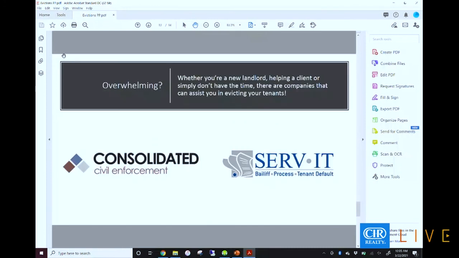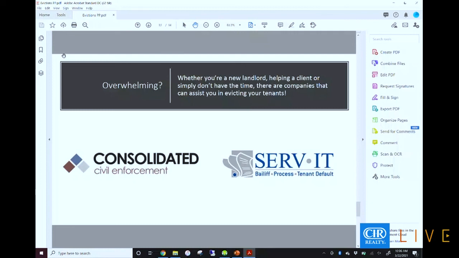So this is probably super overwhelming. Not everyone is an expert in evictions. So whether you're a new landlord helping a client or you just don't have the time to deal with it, there are companies that you can hire that can do everything for you. They can actually do everything from issuing the 14-day eviction notice. They can file with the RTDRS. They can be there for the RTDRS for you on your behalf because you have hired them.